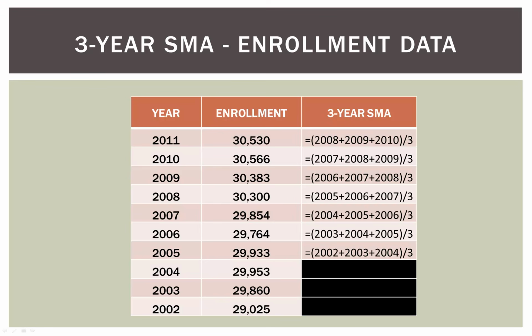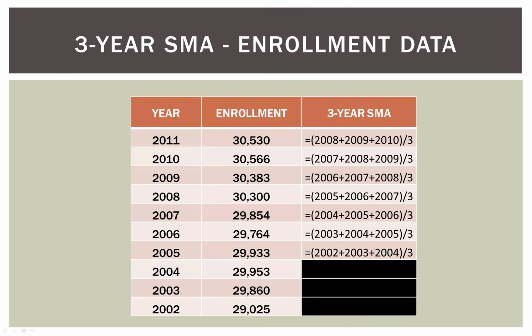So let's go ahead and look at this in practice. The first 2 columns are things we've already seen. We have our year and our enrollments. Over on the right-hand side, we actually have the calculations for our 3-year simple moving averages. Now notice in the lower right, we have 3 blacked out cells in our table.